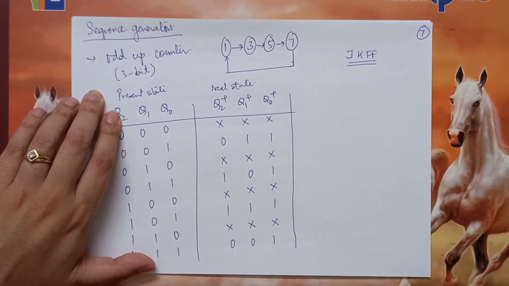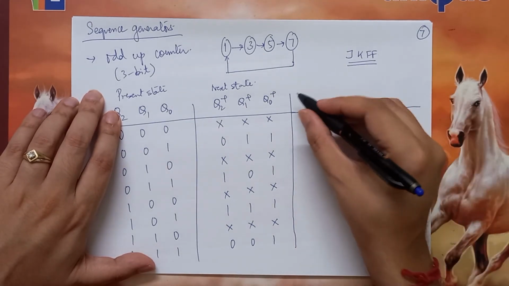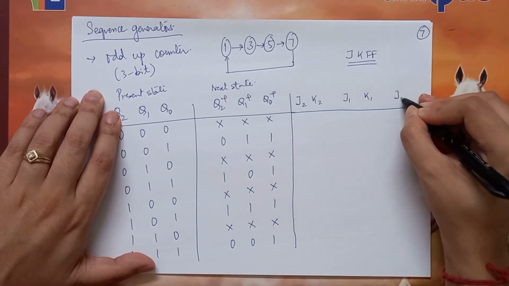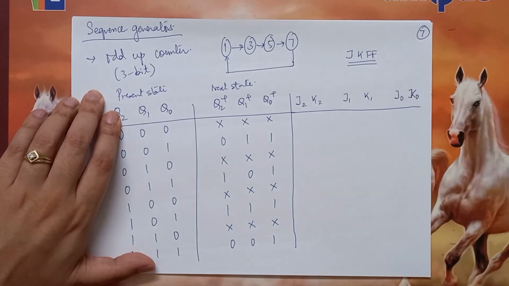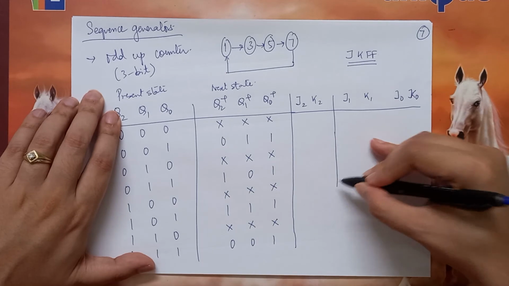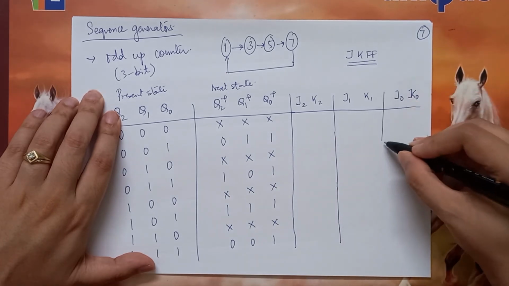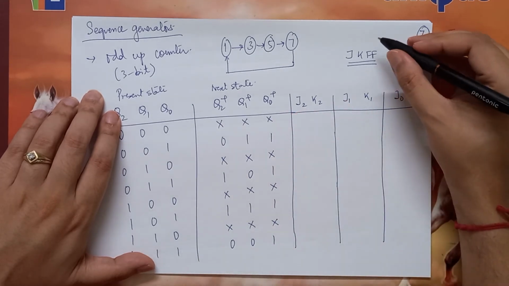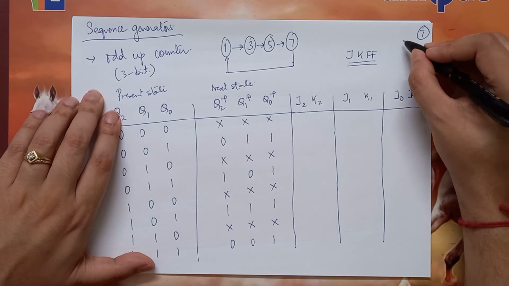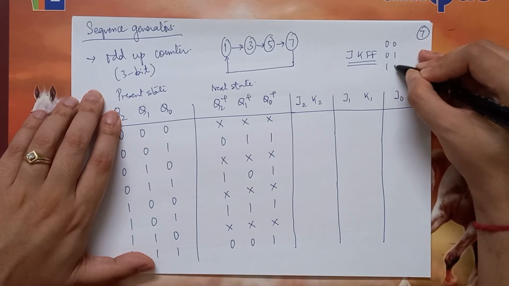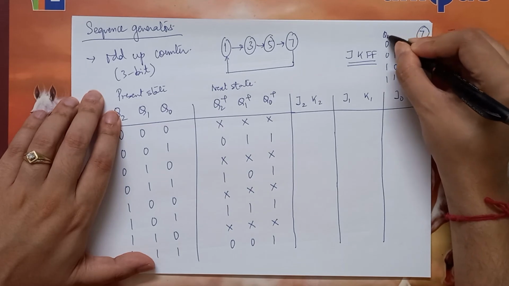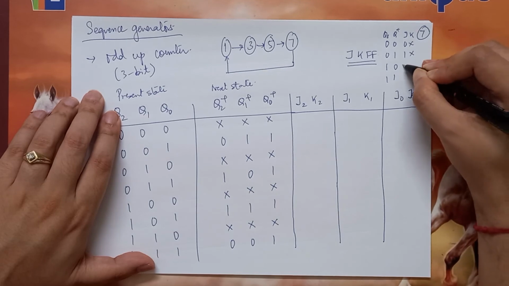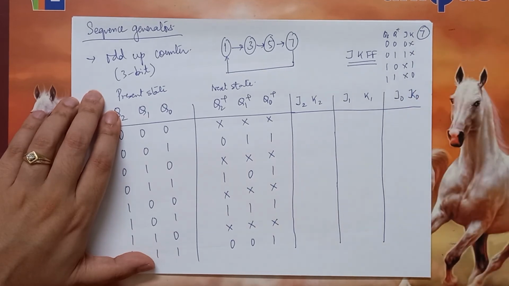Now we will need 3 JK flip-flops. Therefore we need to fill values for J2, K2, J1, K1 and J0, K0. This will be a little bit longer table, but we have to fill these in as per the excitation table. If you recall, for the JK flip-flop, the excitation table looks kind of like this. 0 don't care, 1 don't care, don't care 1 and don't care 0.